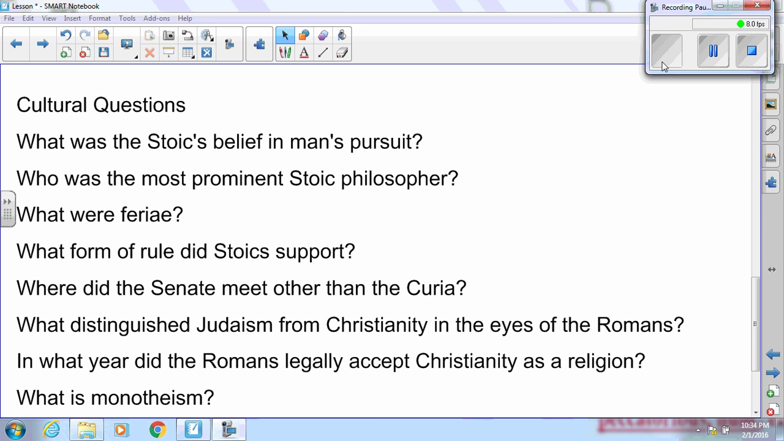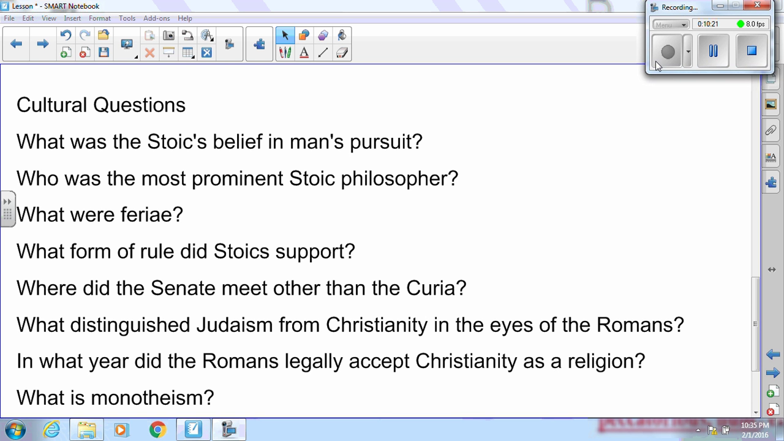Next is our favorite, the cultural questions. What was the Stoics' belief in man's pursuit? Well, they believed that man should pursue virtue more than he should pursue anything else. Who was the most prominent Stoic philosopher? That would be Epictetus. What were feriae? Those were festivals. What form of rule did the Stoics support? The Republic, of course. They did not believe that one man should have all the power.